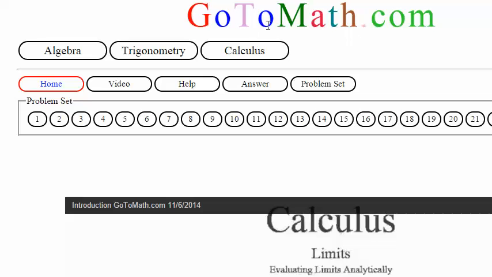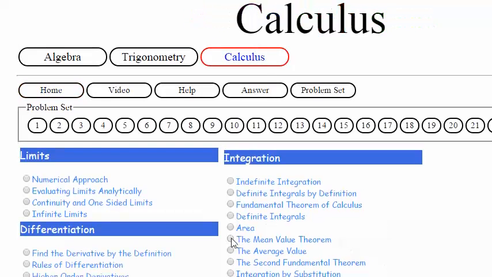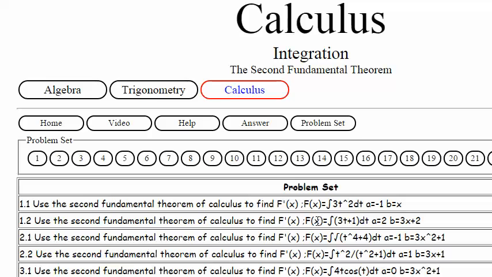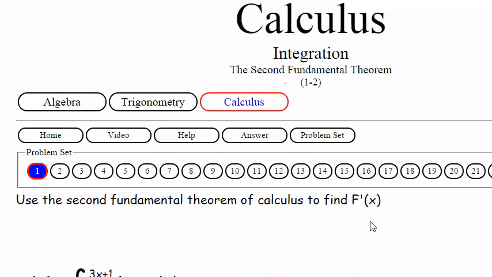We're at gotomath.com, practicing some calculus. Let's go down to the second fundamental theorem, and let's click on this one here.